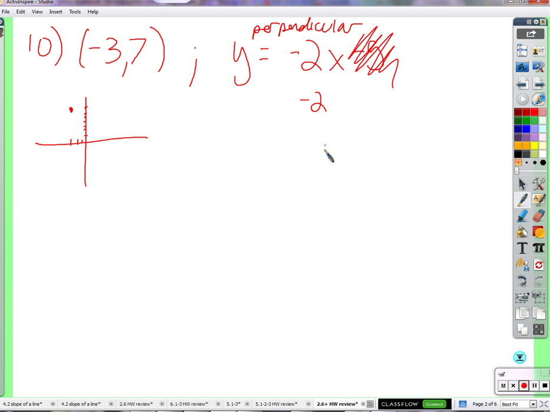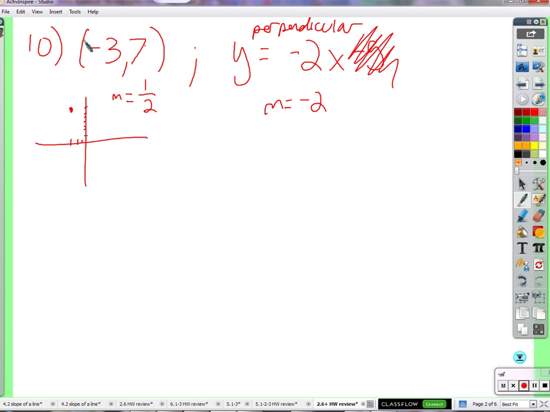Negative 2. Right? So our line's perpendicular to a line with a slope of negative 2. So what is the slope of our line? 2. Almost? Or 1 over 2. Right. It's kind of most tricky when the slope is just a number, right? You've got to remember the reciprocal of that is 1 over 2.